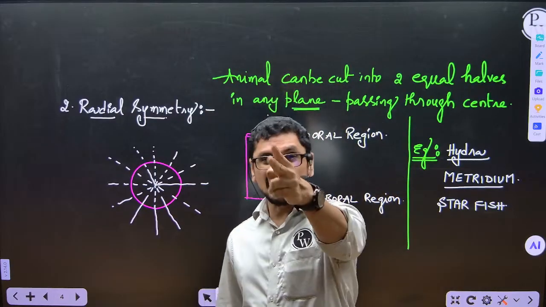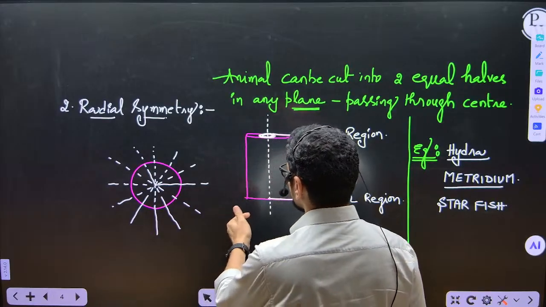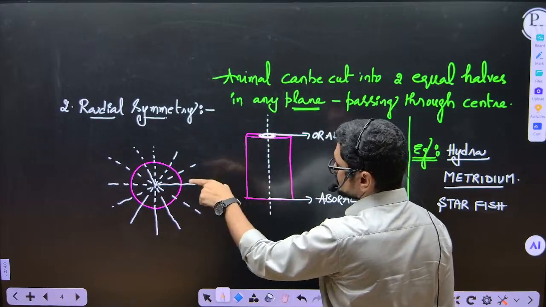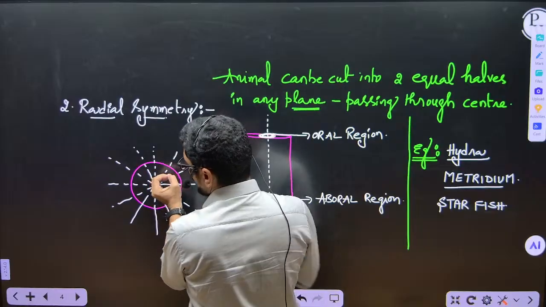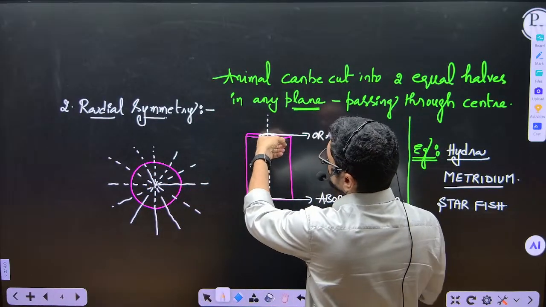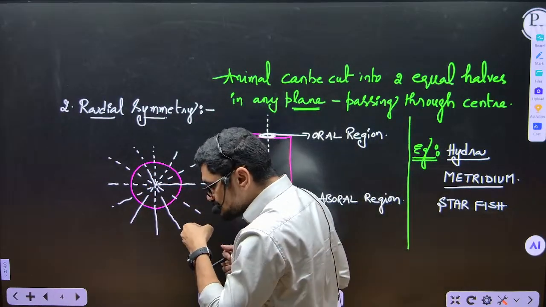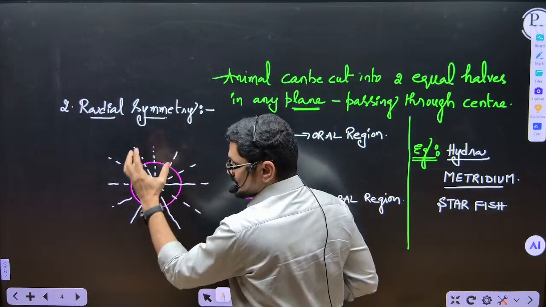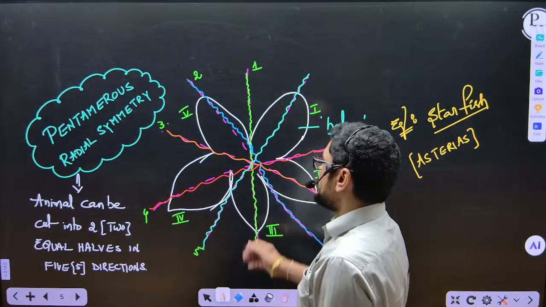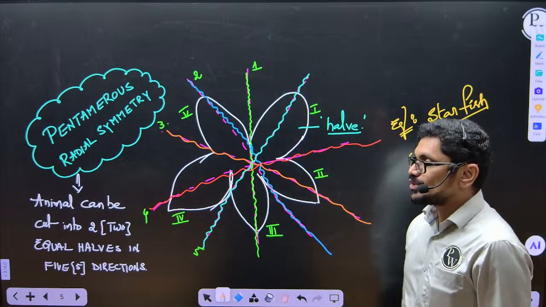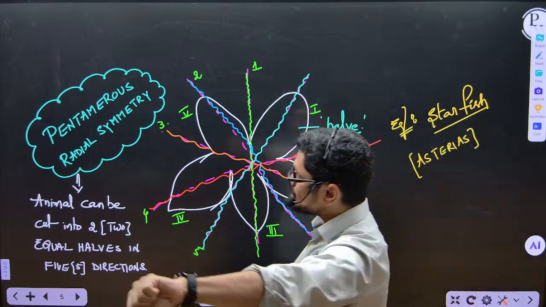Cutting the body into two equal halves is important. And then radial symmetry, so cutting the organism through the center. So this is the oral view. This is an animal. If you want to see the oral region, this is the oral. Pentamerous radial symmetry: the animal can be cut into two equal halves in 5 directions. That is pentamerous radial symmetry.